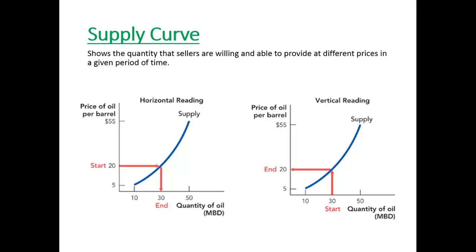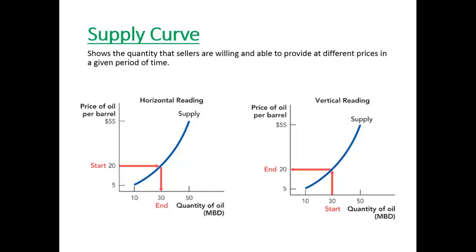So we return to our example of oil. Let's just focus on the graph on the left. In this graph we see that on the y-axis we have the price of a barrel of oil, and on the x-axis the quantity of oil supplied, once again measured in millions of barrels per day. The supply curve is upward sloping, which suggests that there's a positive relationship between the price and the quantity of oil supplied. As the price increases, the sellers are willing and able to provide more oil at a given price.